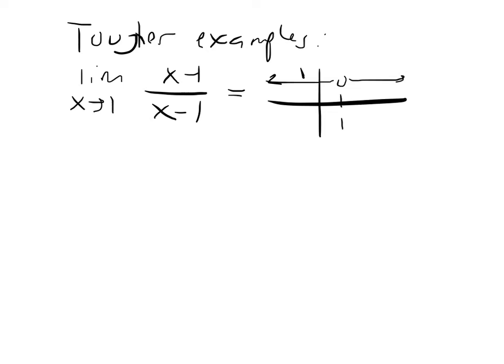So what do I expect to get as I get closer and closer to 1? I expect to get an output of 1. So we say, indeed, the limit as x approaches 1 of x minus 1 over x minus 1 equals 1.